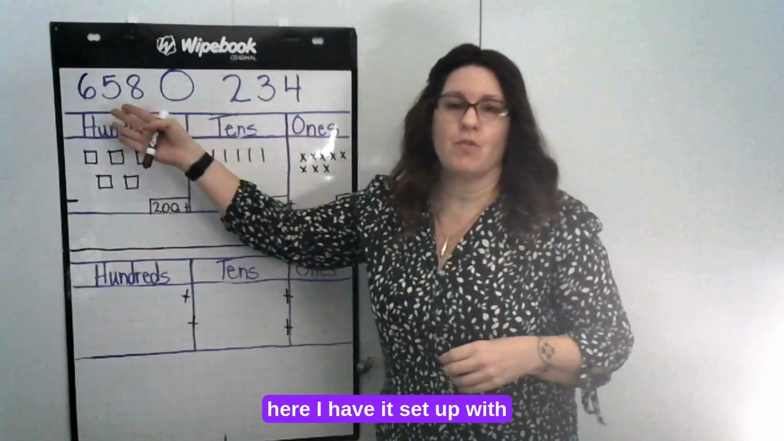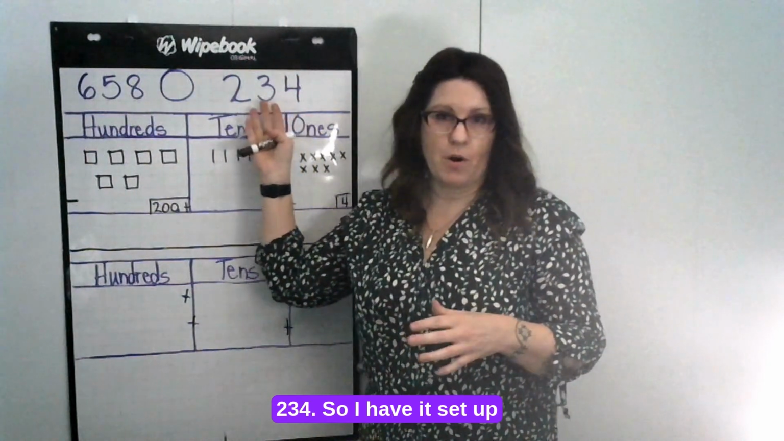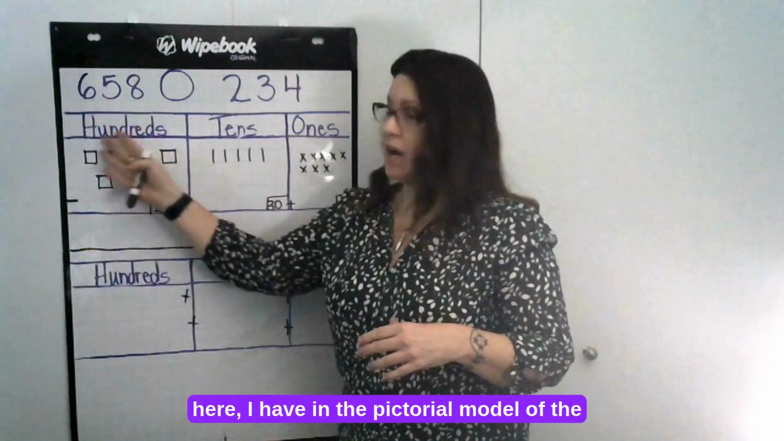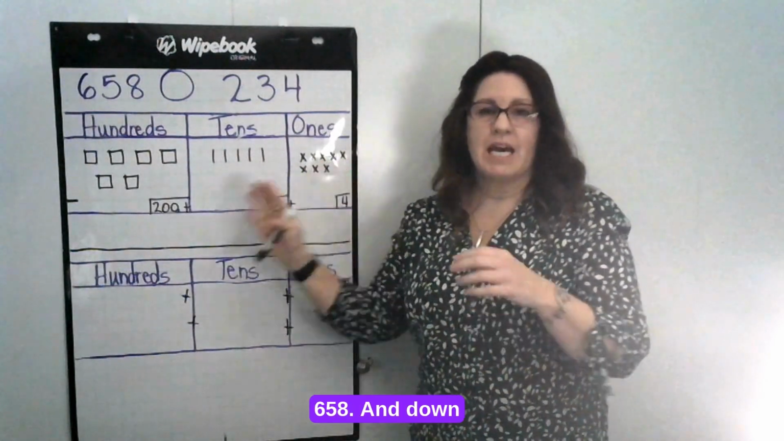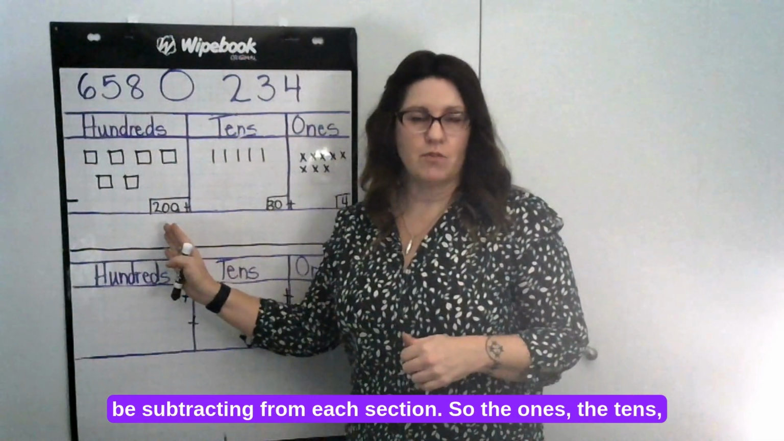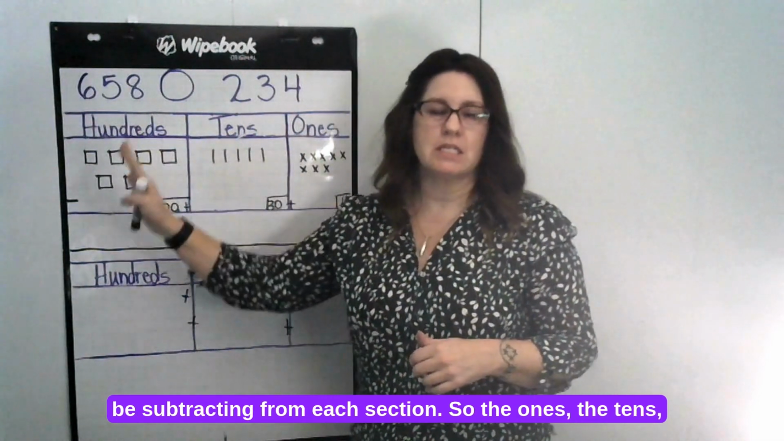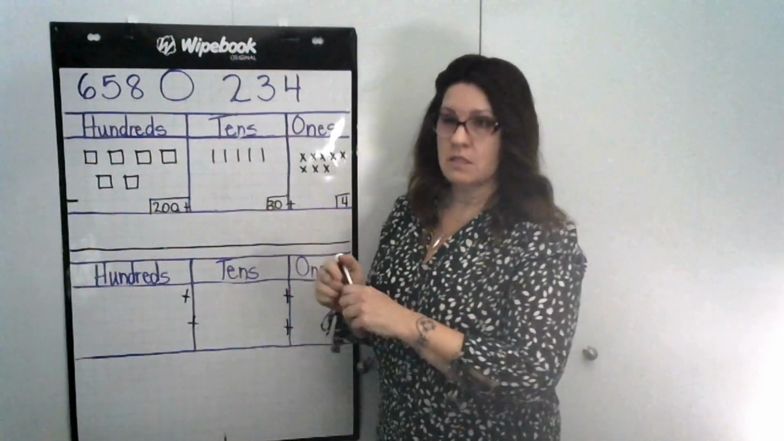So here I have it set up with 658 and the number 234. I have it in the pictorial model of the 658. And down here in the corner, I just wrote what they're going to be subtracting from each section. So the ones, the tens, and the hundreds. So I'm going to subtract 4 ones.